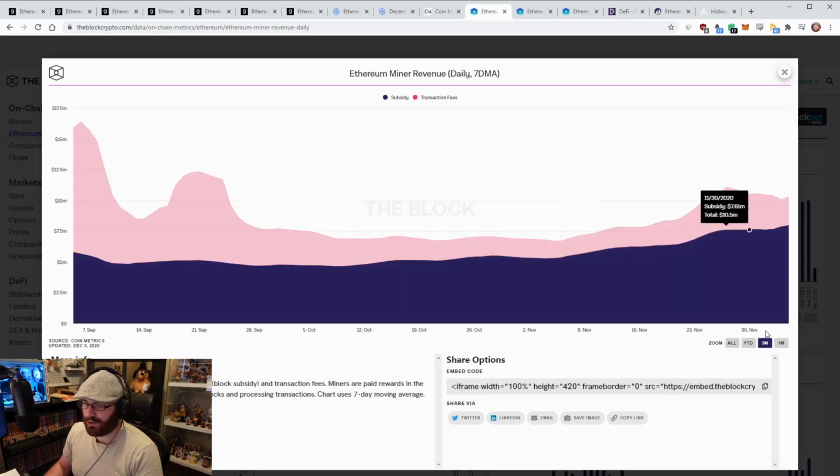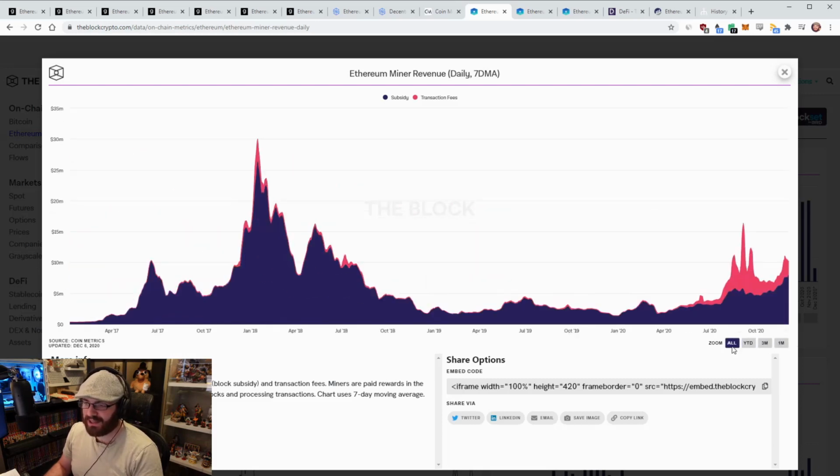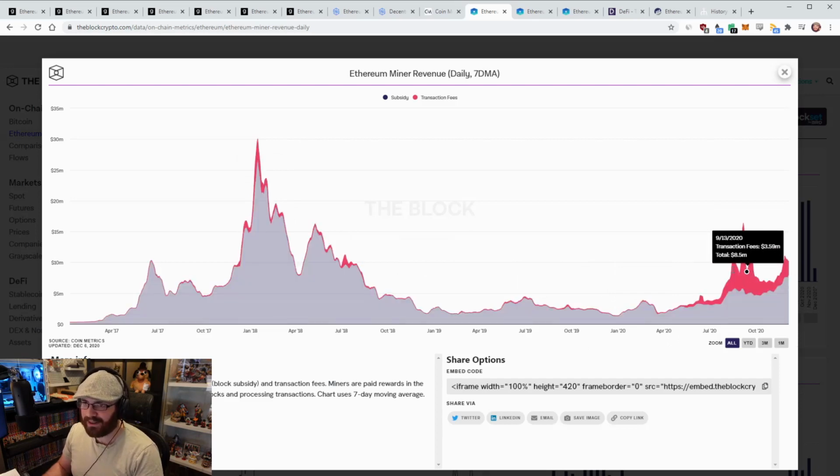All right, another one here is really interesting from The Block. They have a really cool on-chain data section. You can see here, if I go out to all, what this basically shows is the Ethereum daily miner revenue over time. So obviously this is going to follow the price, right? But I don't want to focus on the miner revenue from the block subsidy, that is the new ETH generated from mining blocks. I want to focus on the transaction fee revenue. The transaction fee revenue on this chart is in red here.